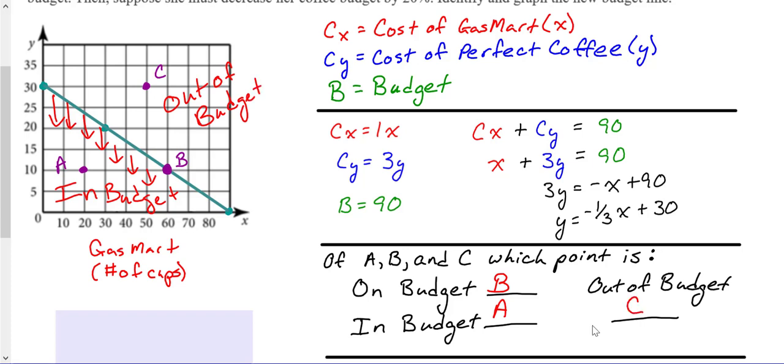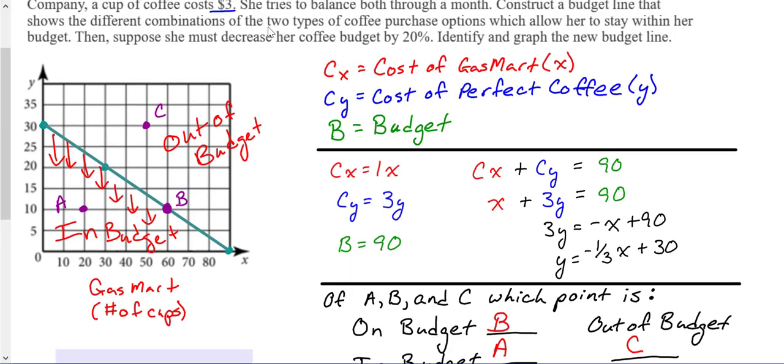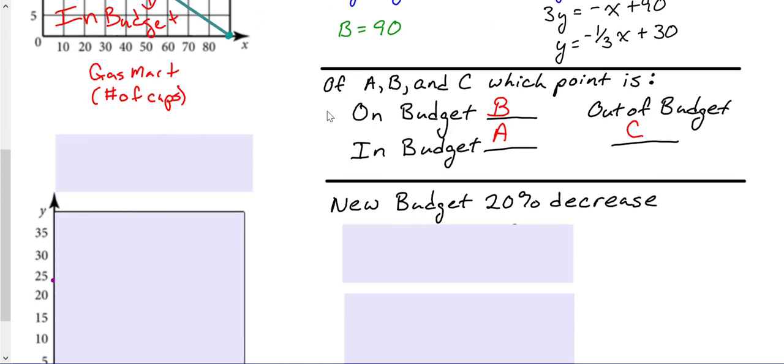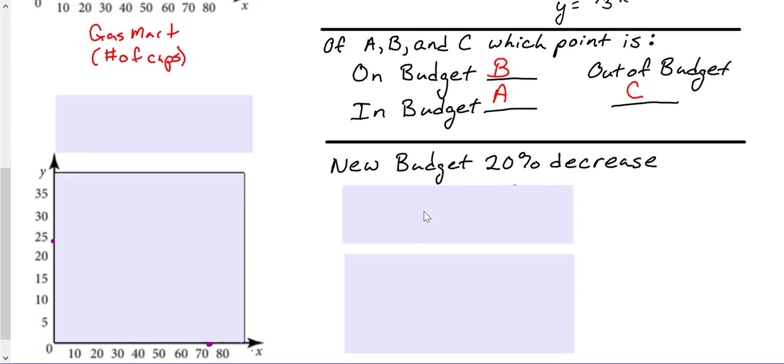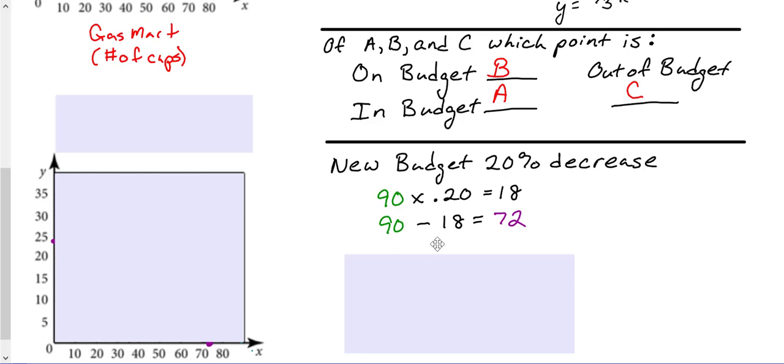Okay, now let's explore a decrease of 20% in her budget. So first thing we need to do is figure out the amount of decrease. So that would be her budget of $90 times 20%. That means our budget is going down by $18. So we take the 90 and we subtract the 18, and we're left with $72.